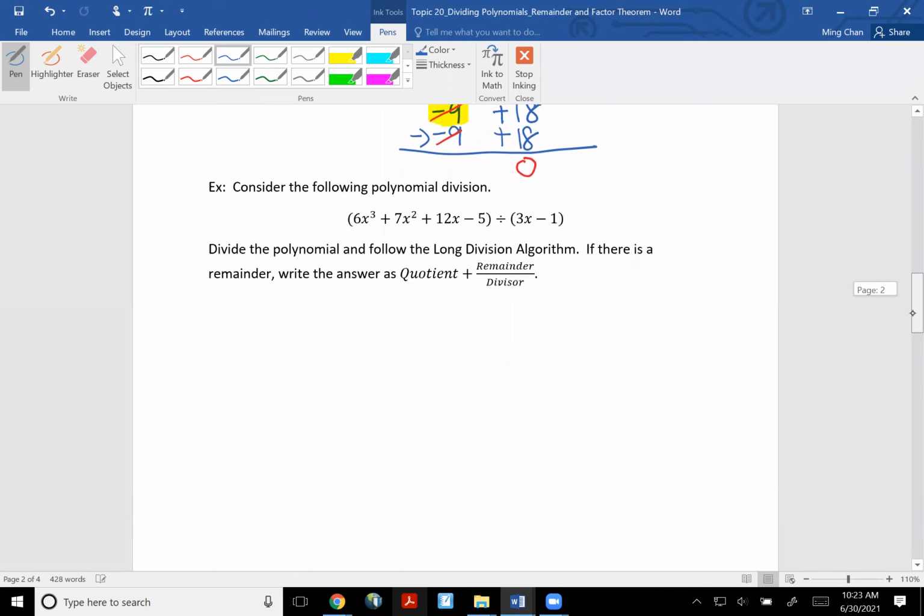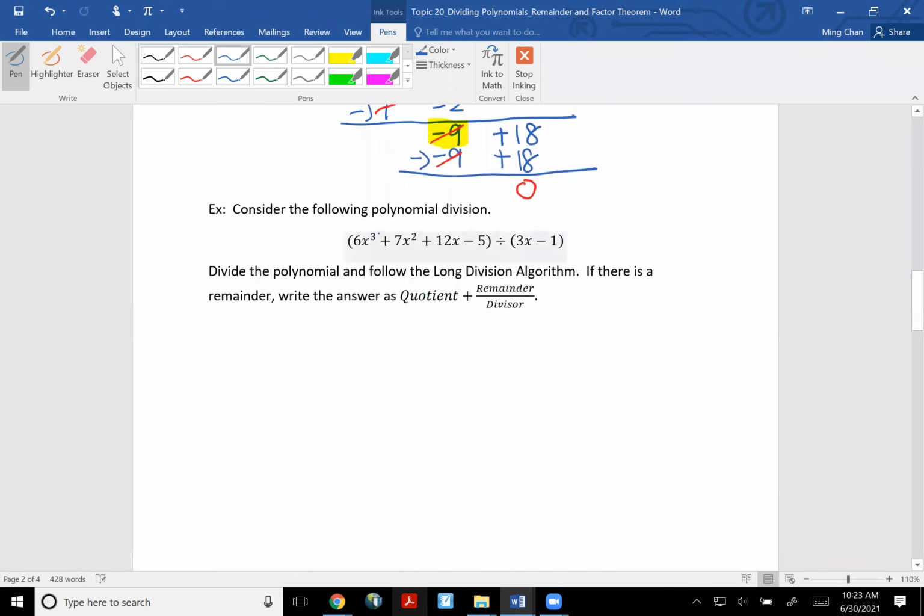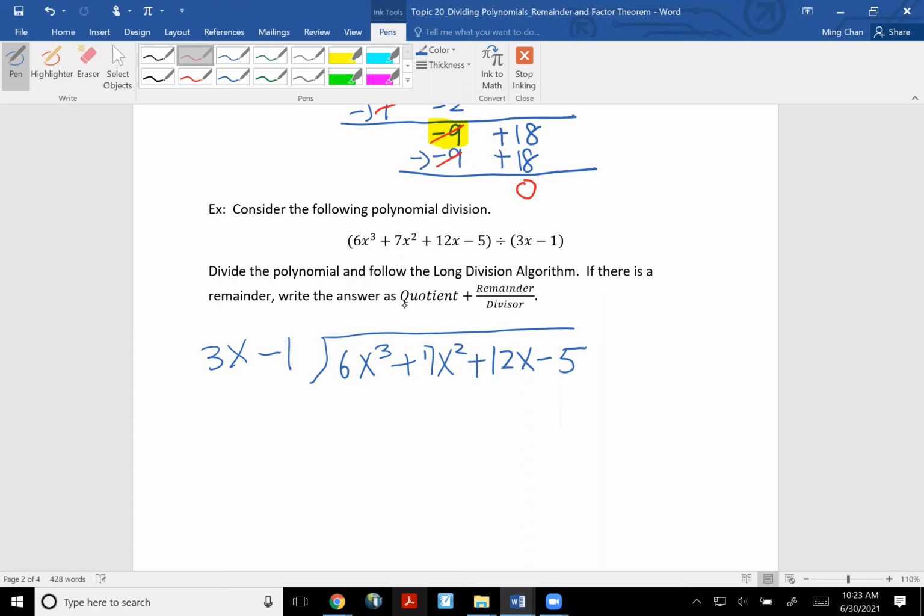Check for missing terms before I write it out. Degree is 3, 3, 2, 1, no power. So I'm good. For the divisor, 1 power, no power. So I'm good. So 3x minus 1. Let's go through this process again. This is doing the same thing over and over. Line out the quotient first before we start. Two terms on the outside go into two terms on the inside at a time. So the first quotient must be on top of the 7x squared.